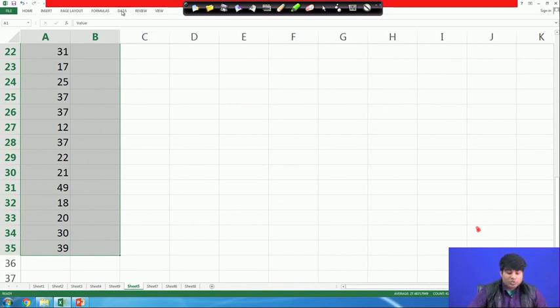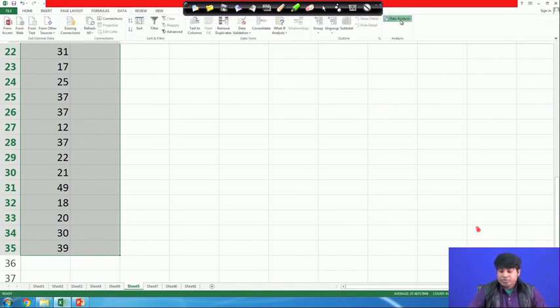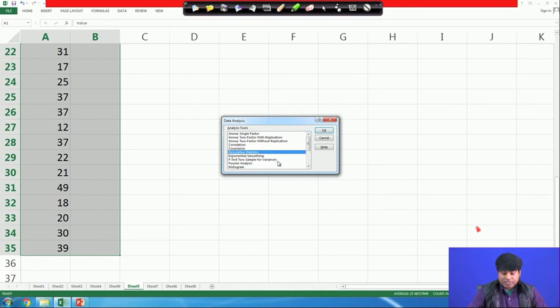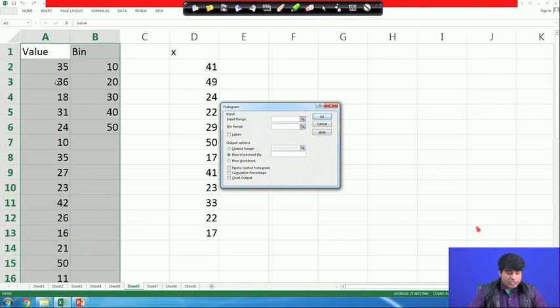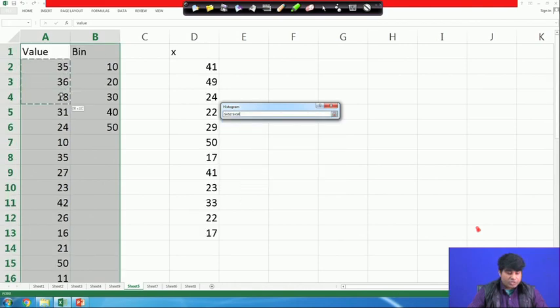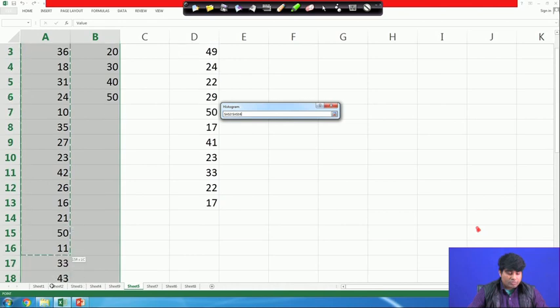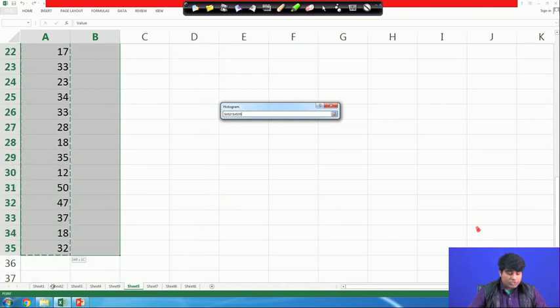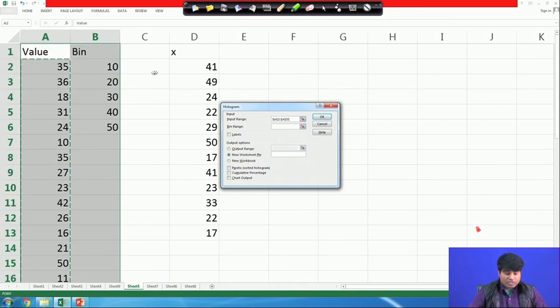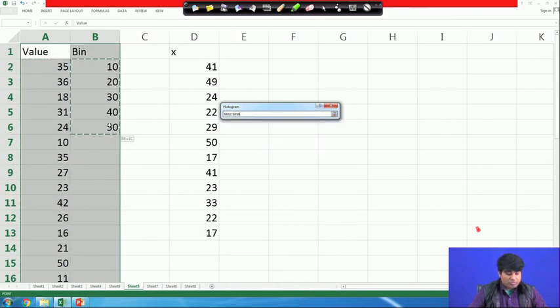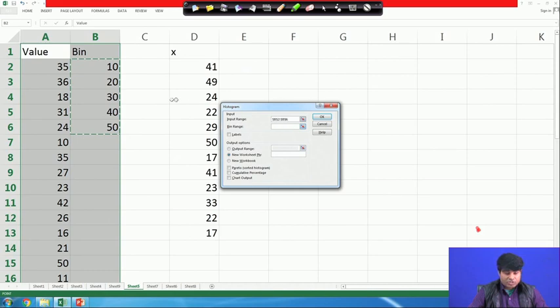So, go to Data, then go to the Data Analysis package, and by default you will find a package called Histogram. Just click OK, then give the input range here. The input range is A2 to, say, 35, and then the bin range is already given, that is the range available in this particular series.